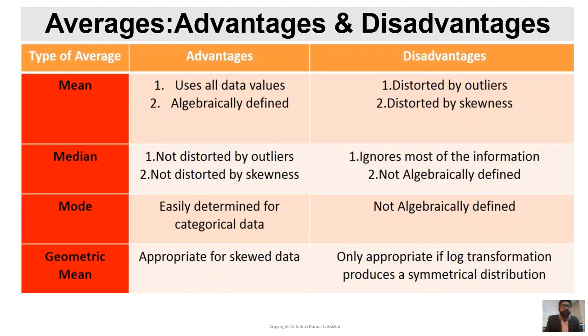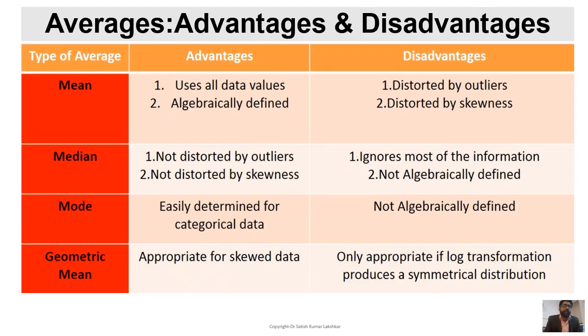If we talk about median, median is not distorted by the outlier, not distorted by the skewness. The disadvantages of the mean are the advantages for median. Now there are some disadvantages of median also. Median ignores most of the information, and it is not algebraically defined, because median is a positional mean.